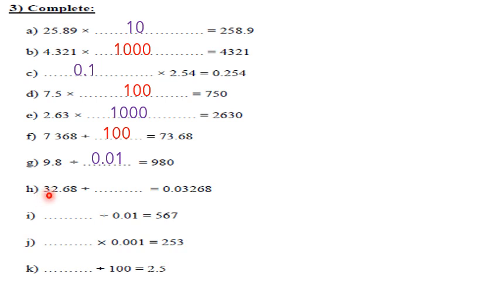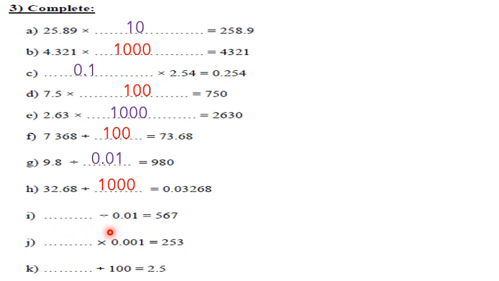H, 32.68 divided by what? Give me 0.03268. What do you see here? This is a divide sign. That means I'm moving to the left. Let me see. Yes, the decimal point moved to the left 1, 2, and 3. So that means divided by 1,000.